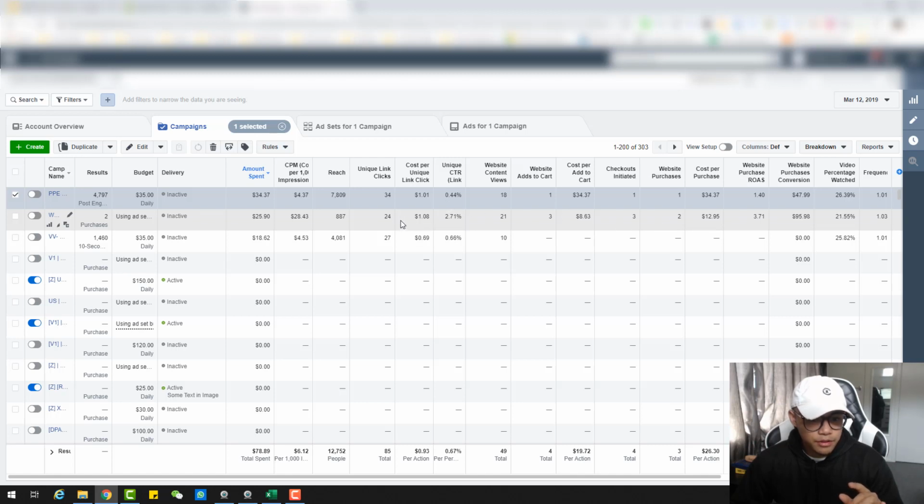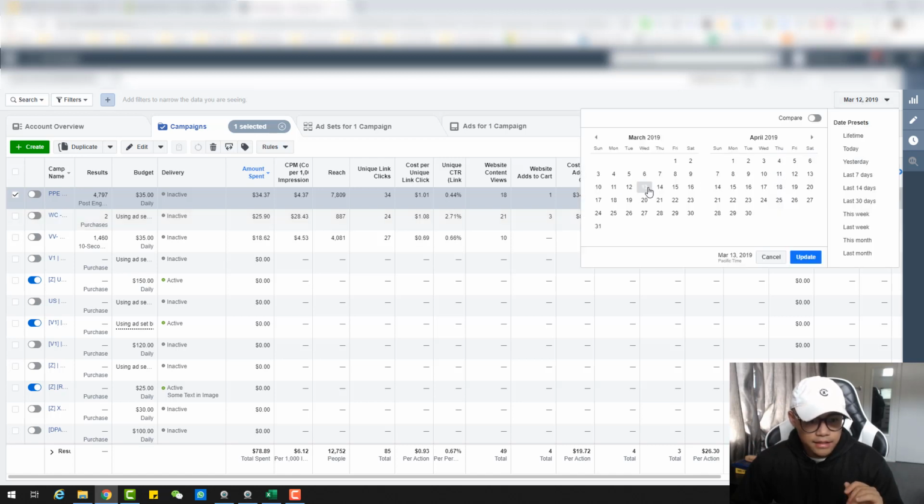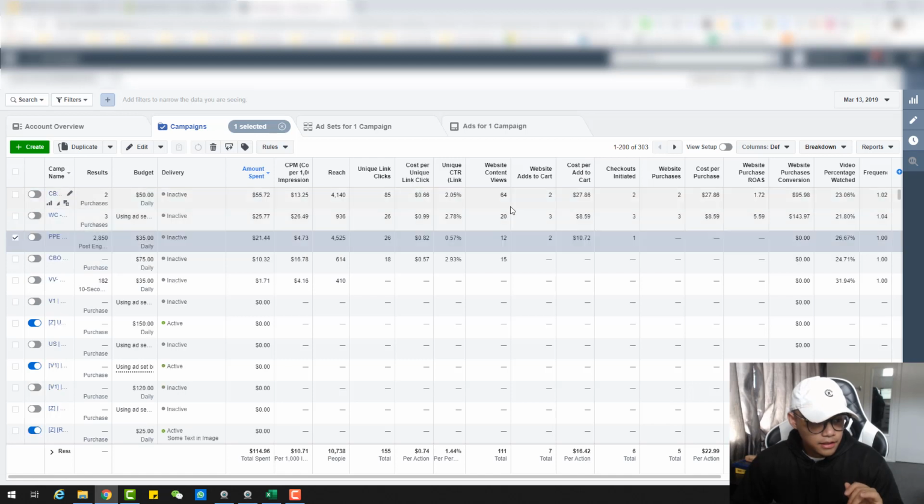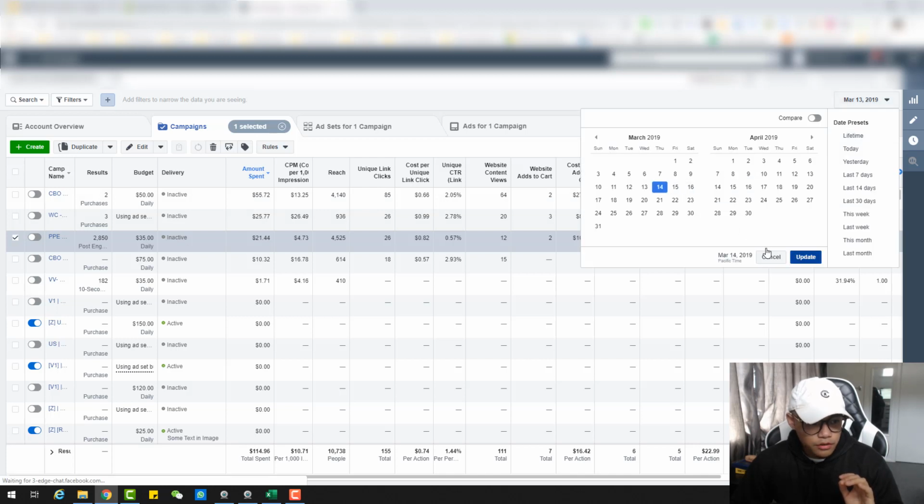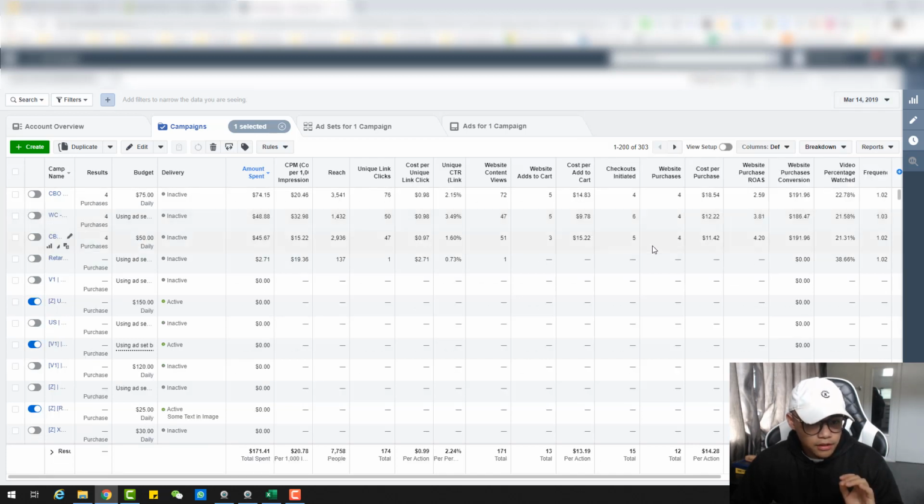I was getting some good stats, and then the next day, okay, I introduced some lookalikes. I killed the PPE here. I didn't need it anymore. The lookalikes were doing really, really well. If you can see the CPM, this is still my interests. My interest campaigns were working really, really good, so I just kept duplicating every day, and then we just go four a day.